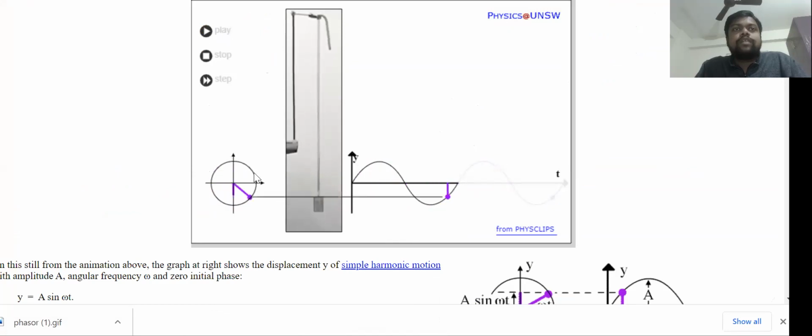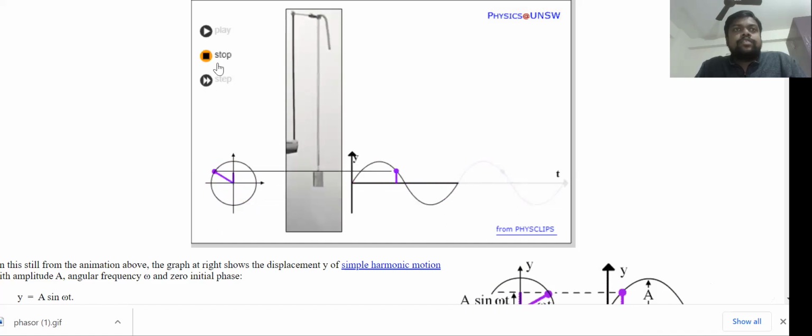This blue color vector is rotating with angular speed omega, which has the same frequency as that of the sinusoidal wave. So you can see this. A famous example of this is simple harmonic motion, which is shown in this diagram. Now you can check how this is exactly matching, how this sine is developed.